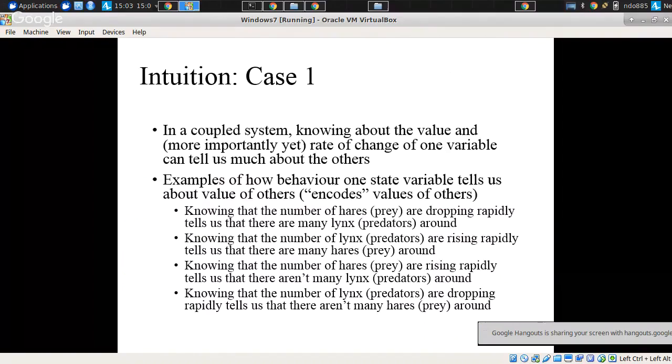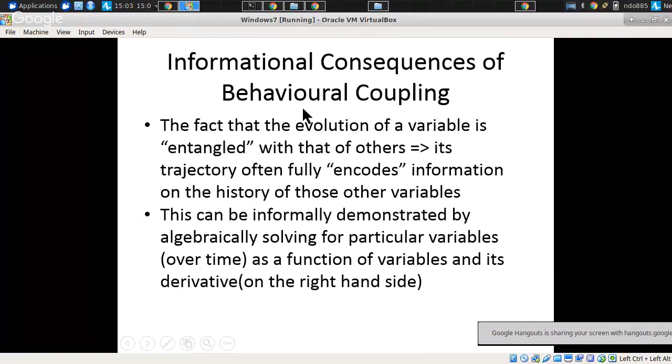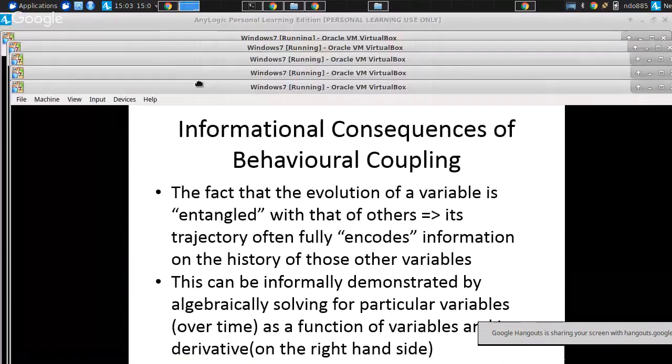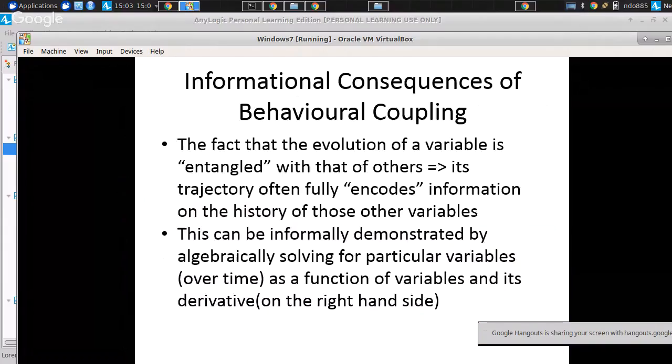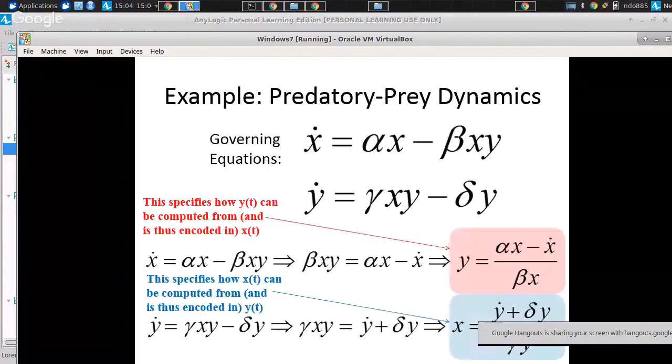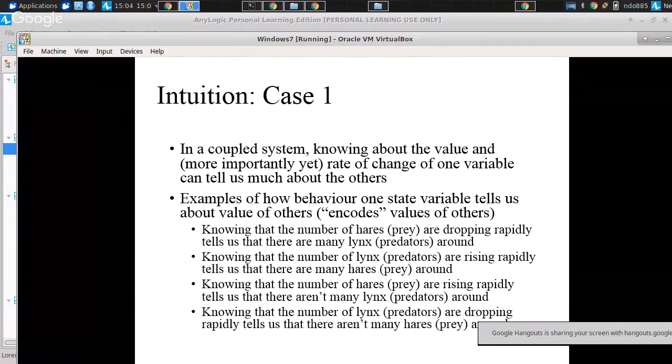Okay, so the fact that we have these kinds of coupled systems where one thing depends on the other, whether it's the Lorenz system, like we looked at before with those odd, twisty lobes, or whether it's the predator-prey system, they're entangled enough that knowing about one tells us about the other. And I've tried to deal with the intuition here.